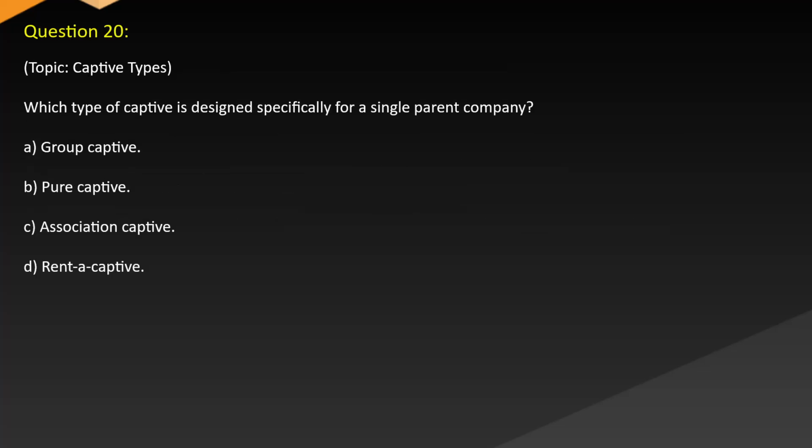Question 20. Topic: Captive types. Which type of captive is designed specifically for a single parent company? A. Group captive. B. Pure captive. C. Association captive. D. Renter captive.